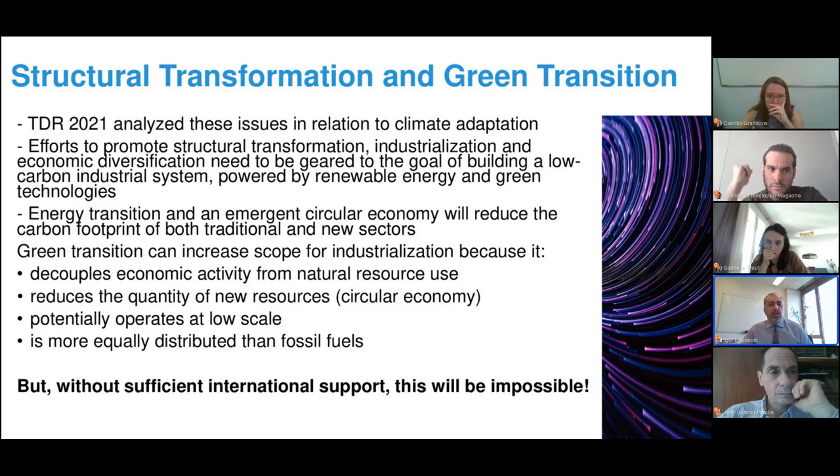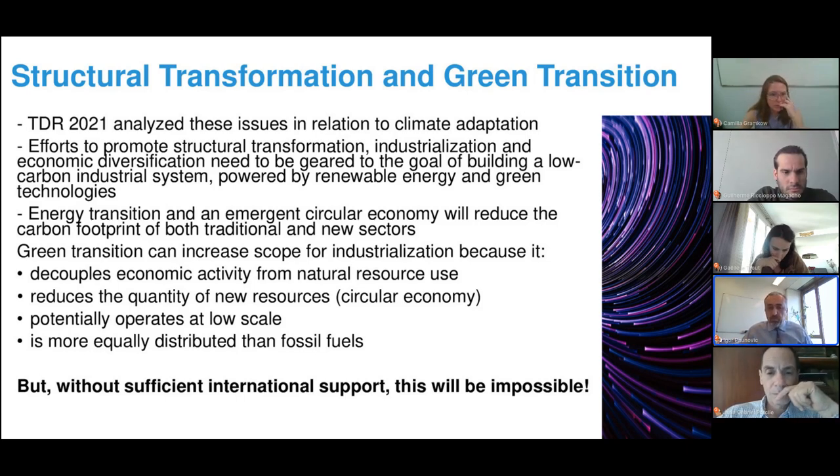So in our trade and development reports, we analyzed some of these issues in relation to climate adaptation. But the basic conclusion is we have to promote structural transformation, industrialization, and economic diversification with the goal to build a low-carbon industrial system. This has become inevitable even in developing countries. So this idea that green transition is something, and these are the problems of the advanced economies, no longer applies.